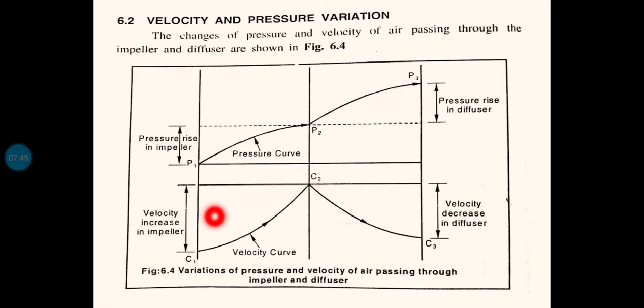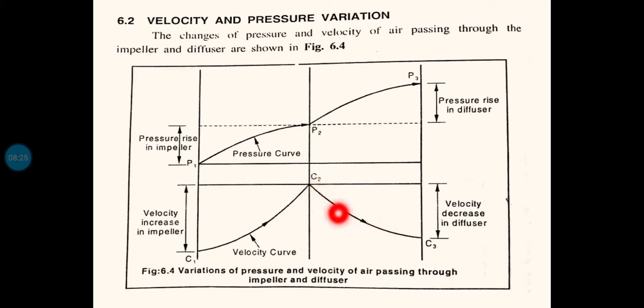Now, talking about the velocity of the air passing through the impeller and the diffuser. I have already told that the air entering the eye of the impeller will have a very low velocity. C1 is the initial velocity with which the air enters. As the air passes through the impeller, due to the momentum transfer by the impeller, the velocity of the air will increase. Finally, once the air leaves the tip of the impeller, it will have a very high velocity, shown by this point C2. This very high velocity air then passes through the diffuser.